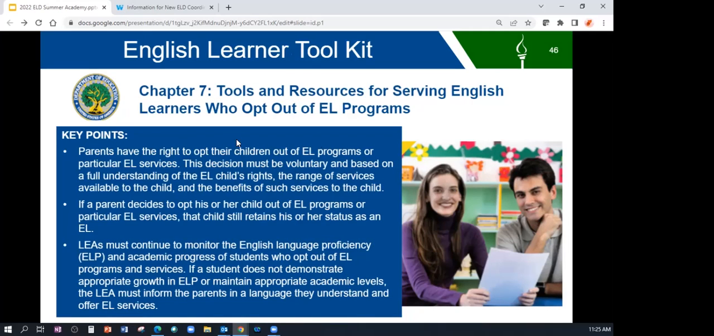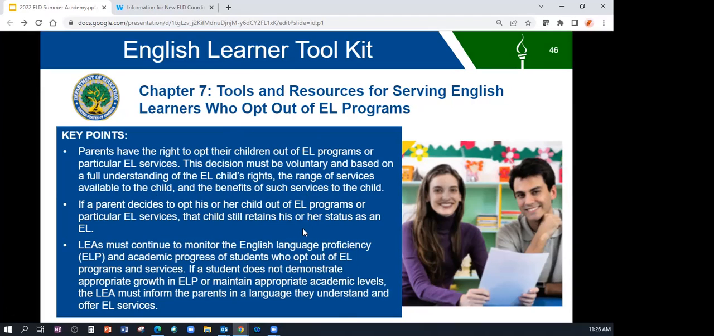Chapter 7 talks specifically about those parents who opt out of EL services. And it points out that they do have the right to opt out of a particular EL service. This has to be a voluntary decision based on fully understanding the student's rights and the kinds of services that you have for the student and the benefits that they'll get for those services.